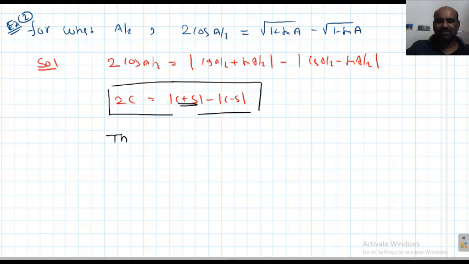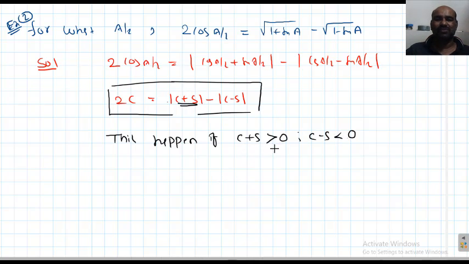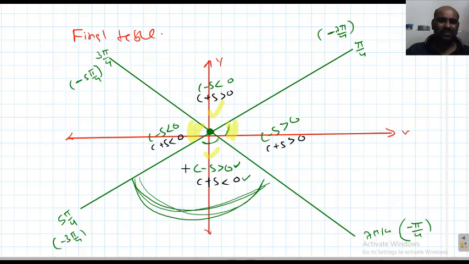Okay, I will write. This happens if C plus S is greater than 0 and C minus S is less than 0. Then we will get 2C. So for what values of A by 2 this happens, you need to identify. C plus S should be positive, and C minus S should be negative. Table: C plus S positive, C minus S positive. C plus S positive goes here, for these values of A by 2.